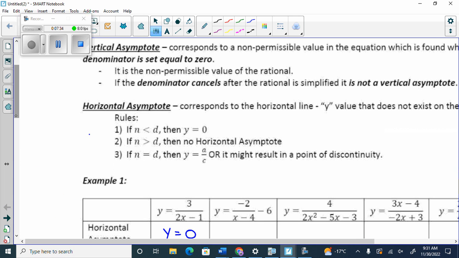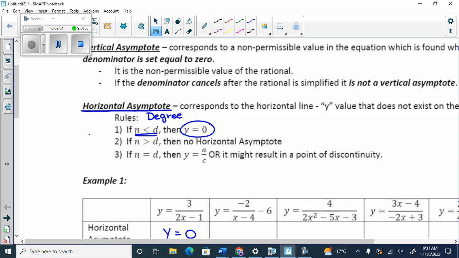This is a rule, and this rule will make sense when we start using limits. Now you're just trusting me, okay? So if n is less than d, if your numerator is a smaller degree than your denominator, and this is totally based on the degree, your horizontal asymptote, and these are the horizontal asymptote rules, because the vertical asymptotes are easy. They're just the non-permissible values, right? If the numerator is a lesser degree than the denominator, you will always get y equals 0. Always, always, always.